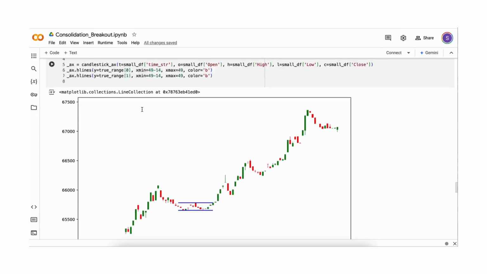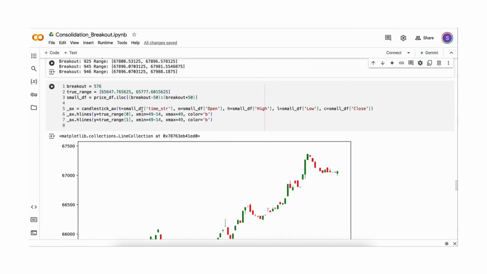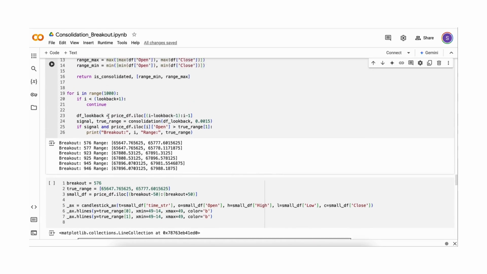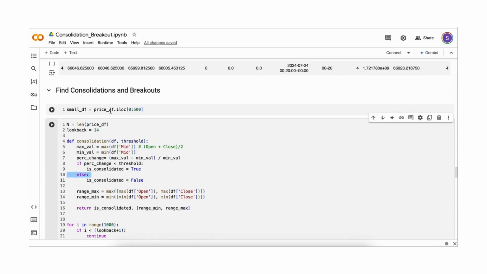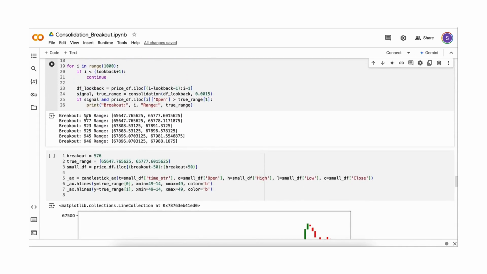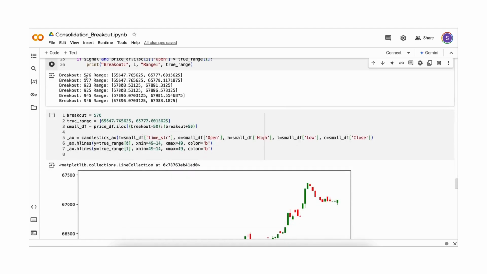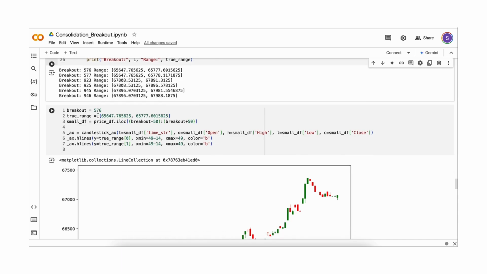And so we ran this function on our data set. We looked at the first 1,000 values, the first 1,000 candles, and we identified six breakouts within that region. Are these what we expect? Are these doing what we expect them to do? So we take the first breakout, 576, that's the index when this happens, and then the true range is what the function returns.